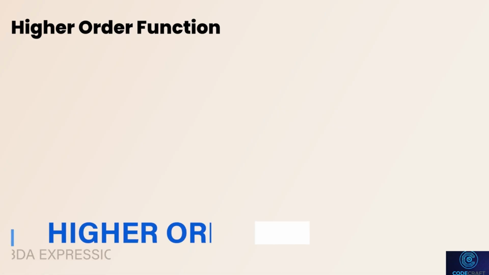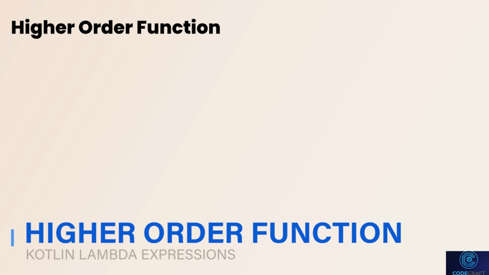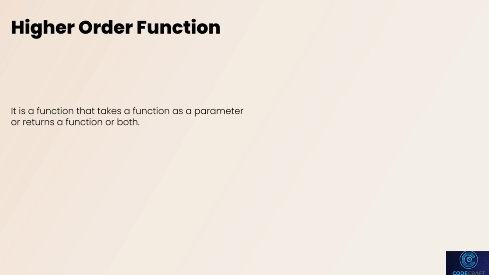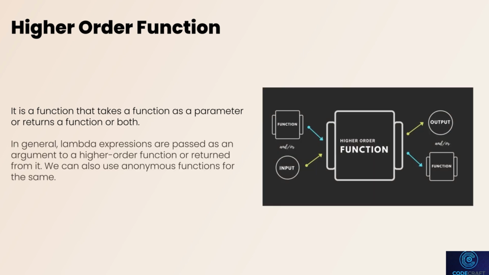Higher order functions are a fundamental concept in functional programming and are also supported in many modern programming languages, including Kotlin. A higher order function is a function that accepts one or more functions as parameters, or it can return a function as its result. Essentially, it treats functions as first-class citizens, just like any other data type.